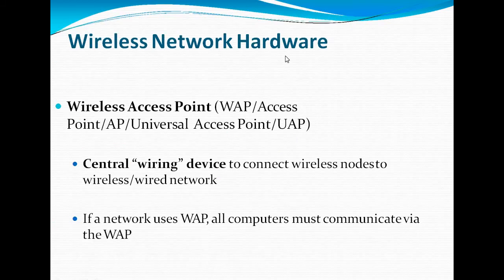In wireless networking hardware, WAP, that is wireless access point, AP, or universal access point, are used. They are central wiring devices, basically used to connect wireless nodes to a wireless or wired network. If a network uses a WAP, the computers must communicate via the WAP, that is the wireless access point.